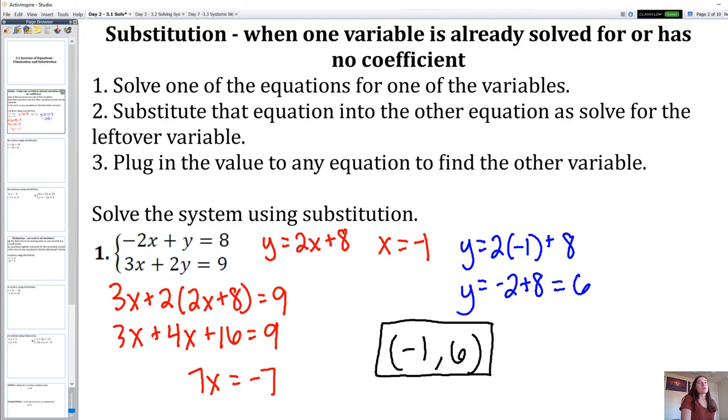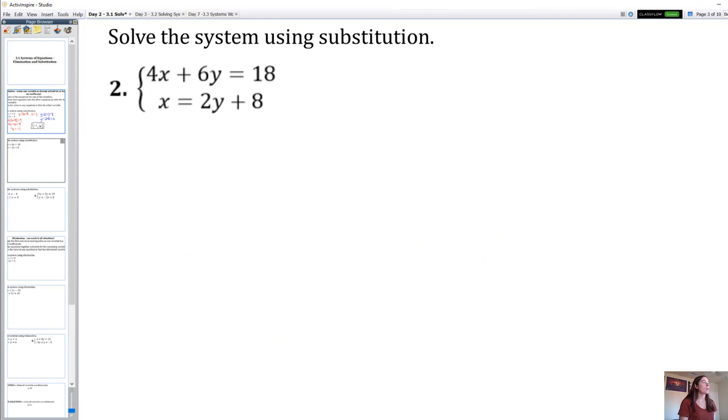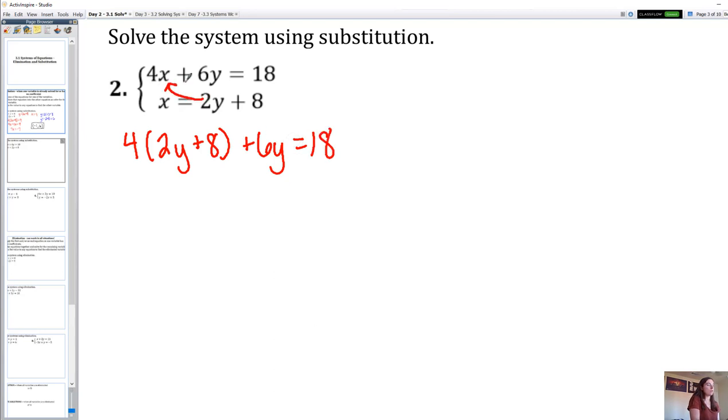Let's look at another substitution example. 4x plus 6y equals 18, and x equals 2y plus 8. This one's nice because x is already by itself, solved for, so we can go straight into substituting that into our first equation. So when we do that, we've got 4 times our value of x, which was 2y plus 8, plus 6y equals 18. I just put this equation in for x, and now we simplify.